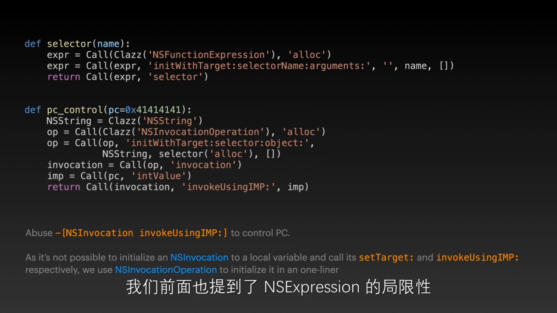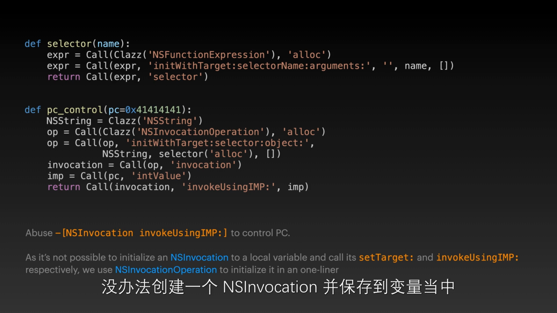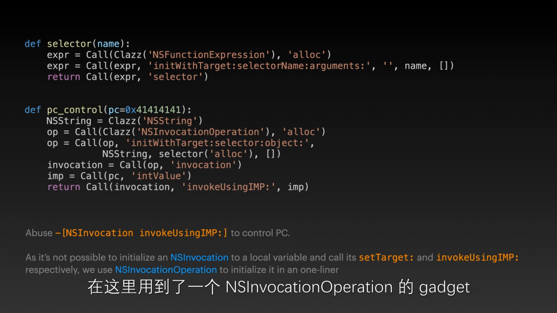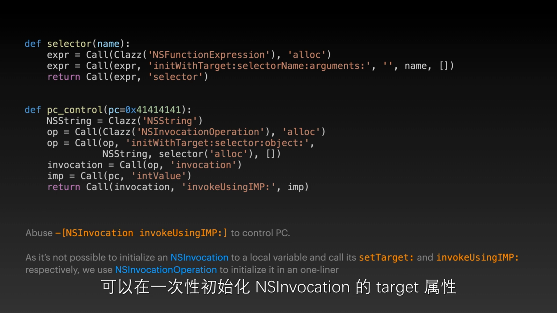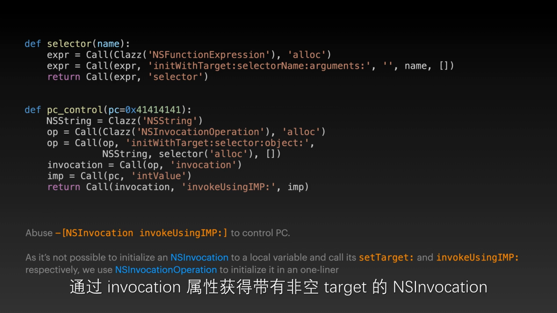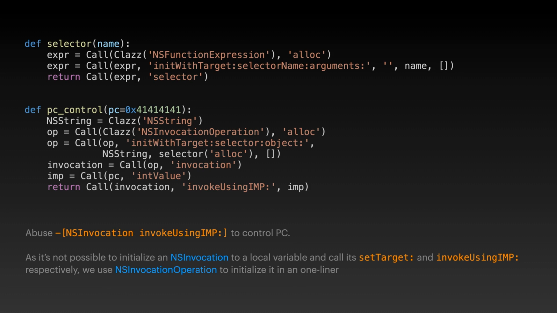Due to the limitation of NSExpression, we cannot just assign a newly created NSInvocation to something like a local variable and call its different selectors multiple times. Here we use a gadget from NSInvocationOperation to initialize an NSInvocation with a valid target in a one-liner expression. Then we get the invocation property to get this invocation class instance. And finally, we will pass the desired PC value to this invokeUsingIMP method to take over this program.